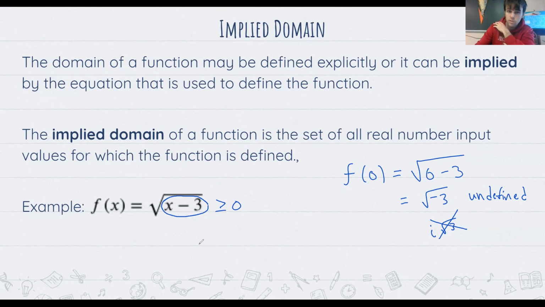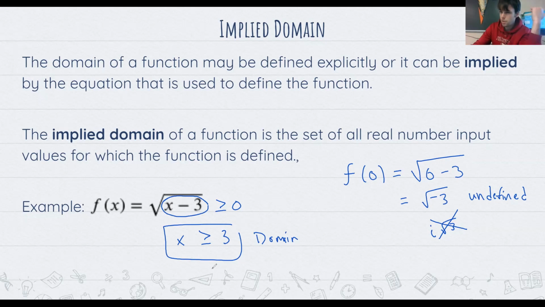Pretty simple inequality to solve. We add 3 to both sides. We get x has to be greater than or equal to 3. This is what we would say is the domain, the implied domain of this function. Values greater than or equal to 3, totally good. Anything smaller than that, get out of here. It's going to cause us to get an imaginary number.